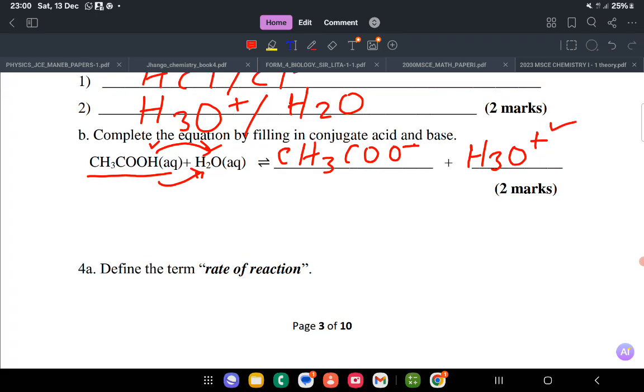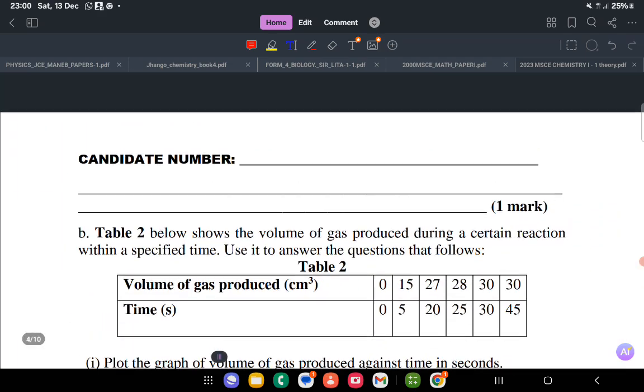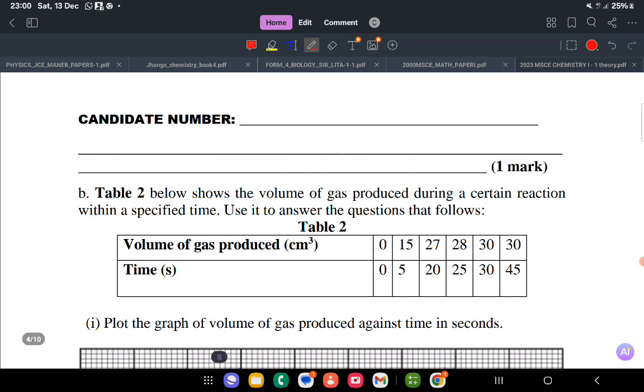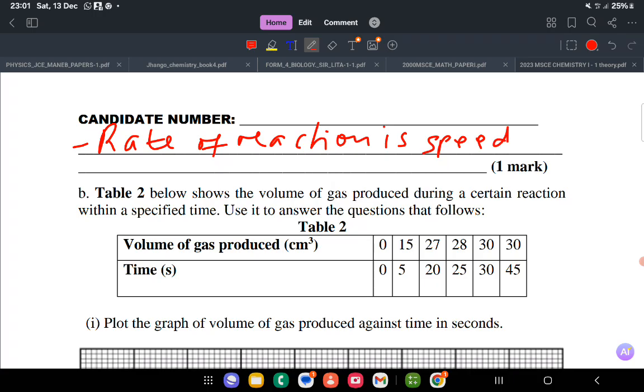Let's continue to question number 4. Define the term rate of reaction. So rate of reaction is just the speed of a chemical reaction. That's all. Rate of reaction is the speed of a chemical reaction.